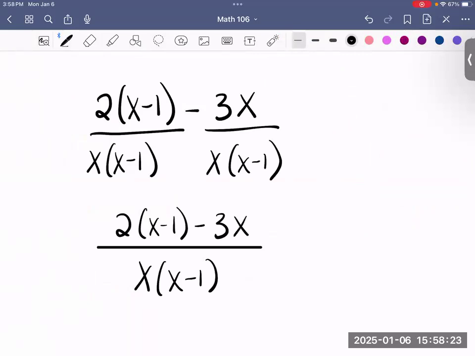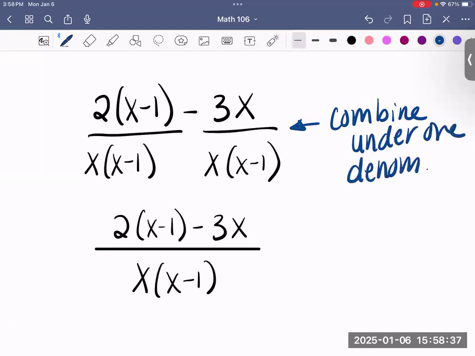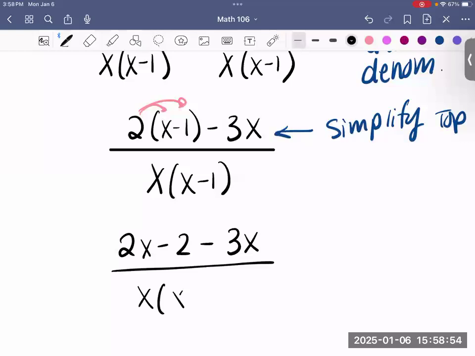So our next logical step is to clean up the numerator. So here, I can just say combine under one denominator. Now simplify the top, the numerator, meaning that we're going to have to distribute to get 2x minus 2 minus 3x all over x minus 1. Keep this factored, because if we're lucky, things can cancel in the future.